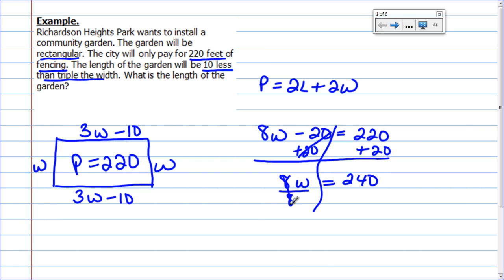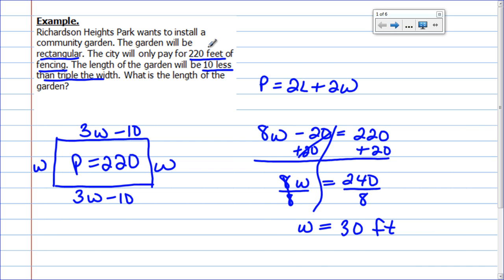And then I need to divide both sides by 8. And when I do that, I get that W is equal to 30. And it's 30 feet because they told me that the perimeter was in feet.